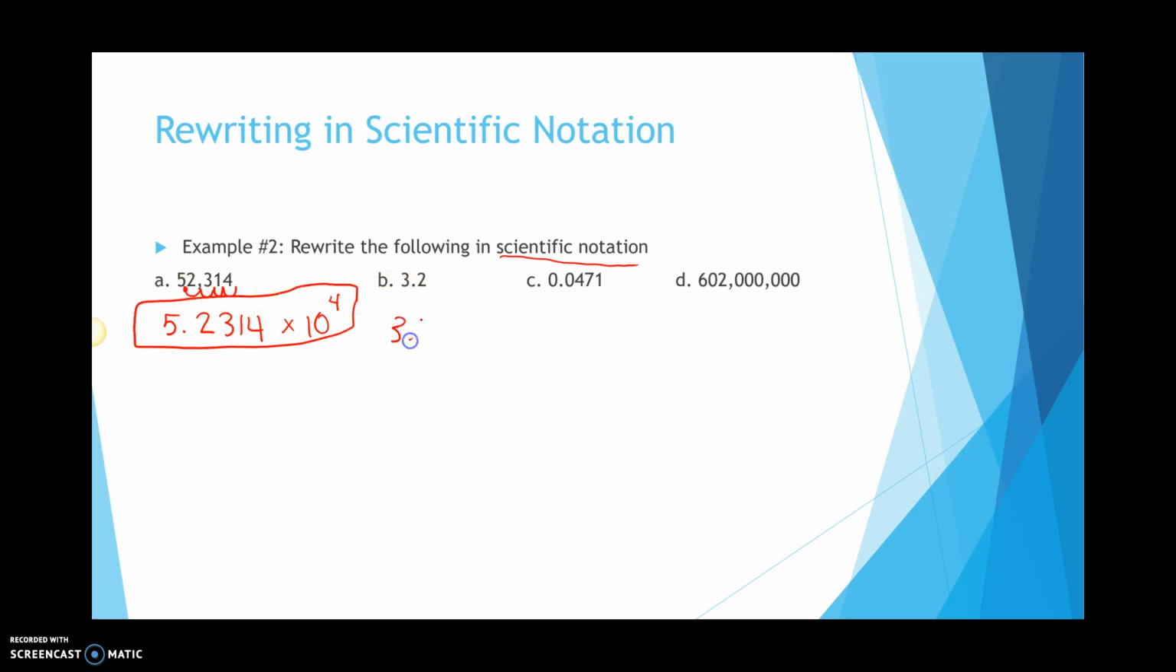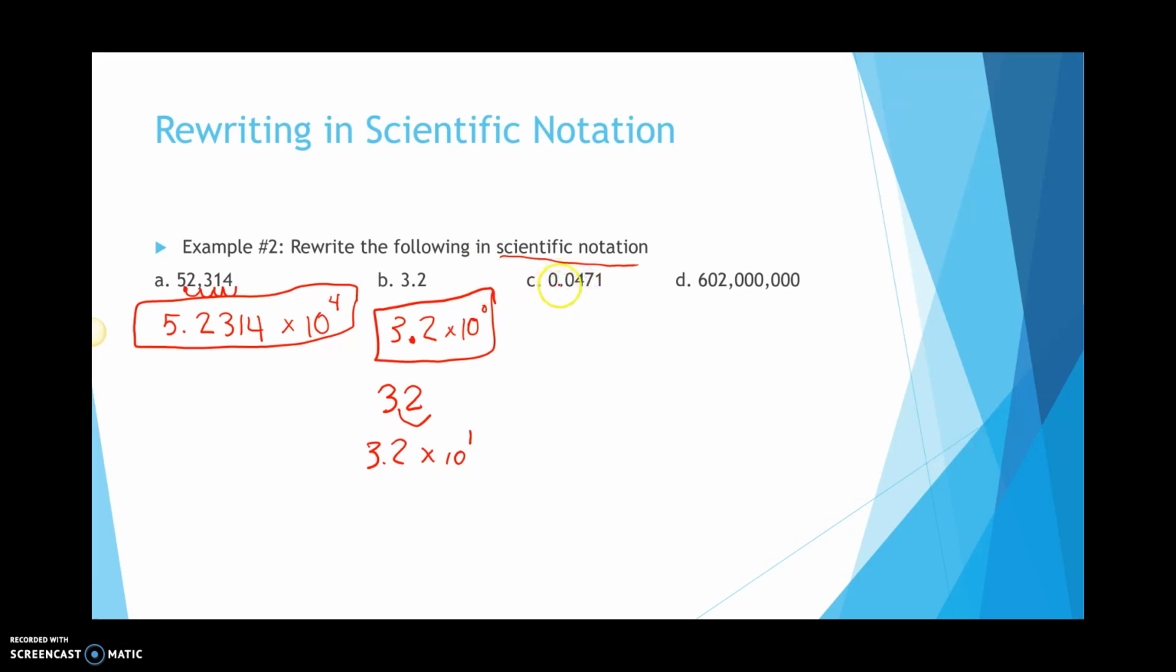Let's look at B here. We have 3.2. That's just my answer. And so with this, it's not giving me a whole number. If this was like 32, we would have 3.2 times 10 to the first. But since my number here is 3.2, this is just going to be 3.2 times 10 to the 0 power, because we're not moving that decimal around anywhere. It's just that 3.2. So this is going to be my final answer right there.